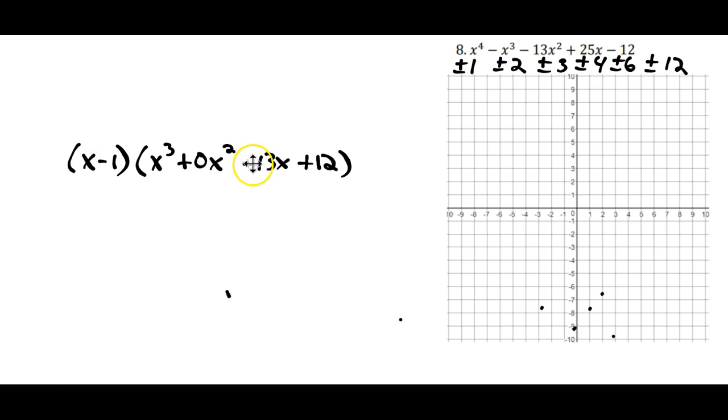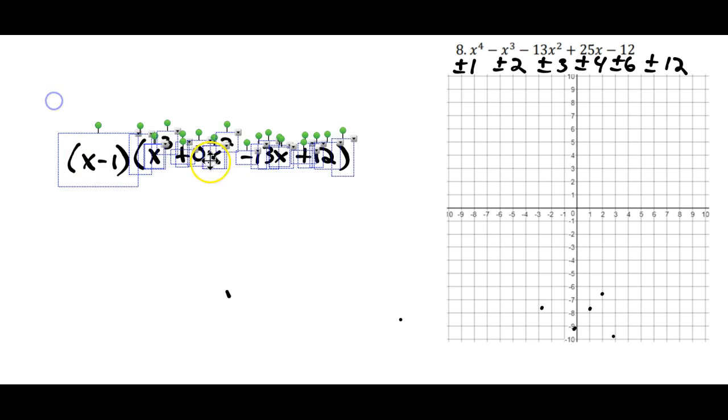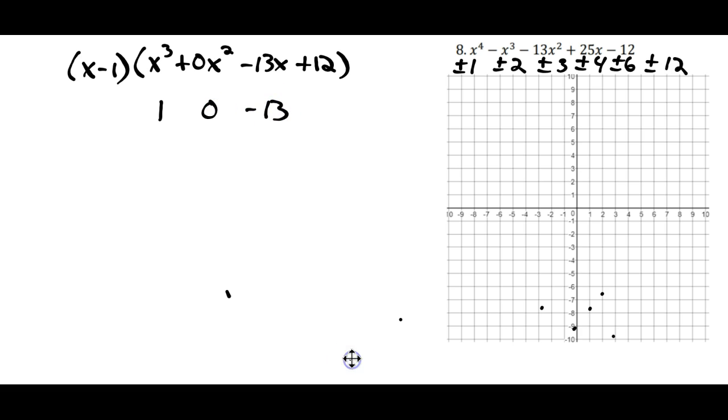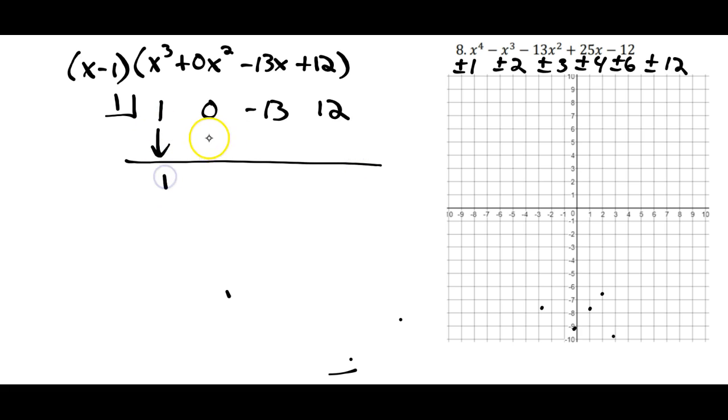So now we're going to repeat the same process. We're going to repeat the same process with these as my numbers. I'm going to take and write out these coefficients, 1, 0, negative 13, and 12. And I'm going to try to divide it by 1 again, or by x minus 1 again, see if 1 is a repeated 0. So drop the 1.